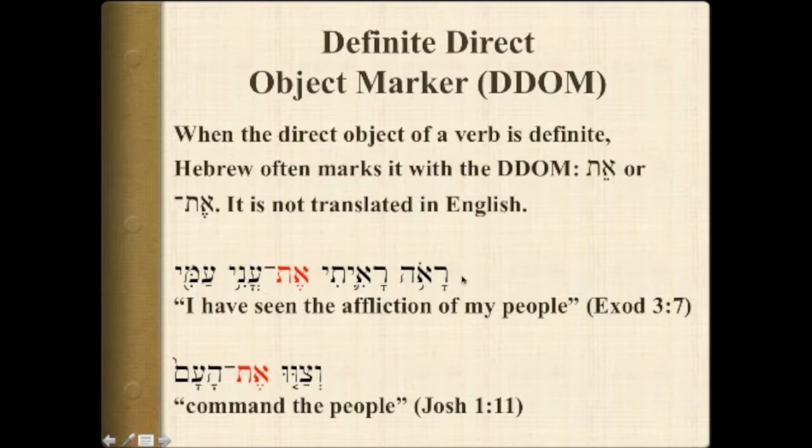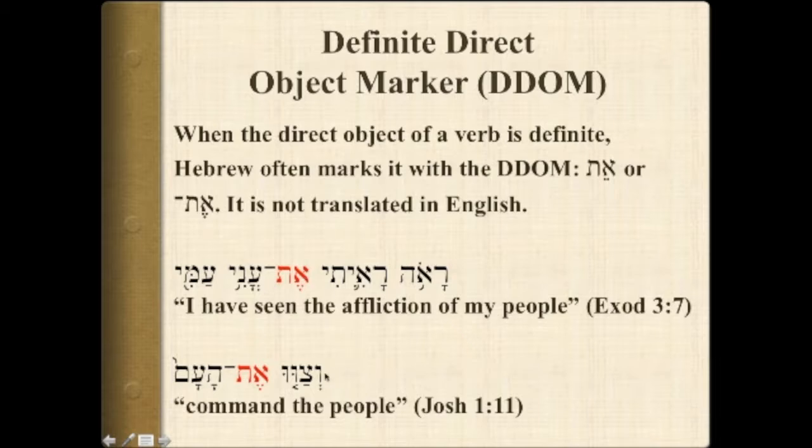These two words together mean "I have seen" et, here's the definite direct object marker, "the affliction of my people," a noun with a suffix. Now, this word affliction doesn't immediately look definite, but it is definite because it is in construct to ami, my people, and therefore this whole construct phrase is definite. So the et marks it off.